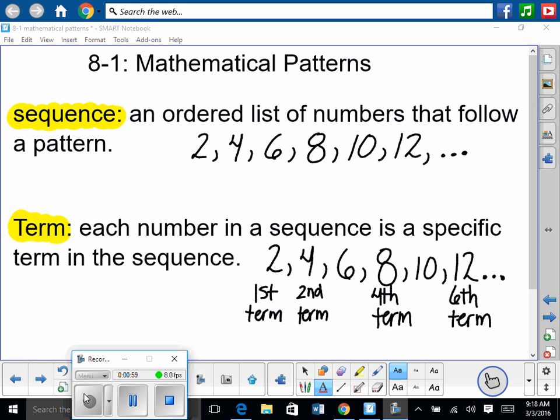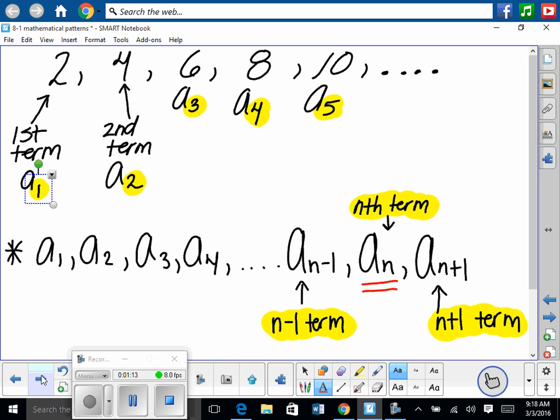This is our second term. 6 is our third term. 8 is our fourth term. 10, fifth term, and 12, sixth term. Does anybody have any questions on what a term is? Okay, so now you're going to see it written as such. So we just talked about how every piece of a sequence is a term, a specific term.